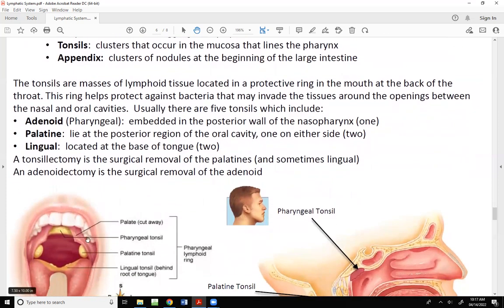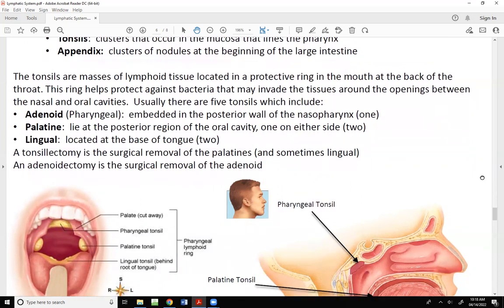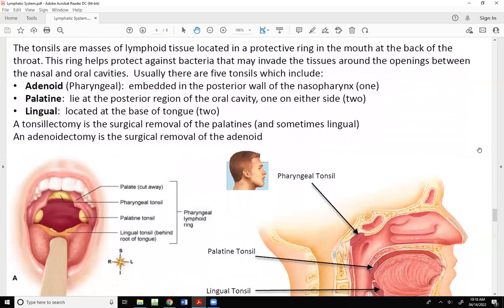And then you've got your tonsils, which there are typically 5 of them occurring in the mucosa lining the pharynx, which is a fancy word for our throat. And then the appendix that I had you label on the slide a couple slides ago is a cluster of nodules at the beginning of the large intestine. We'll talk about the appendix again when we talk about the large intestine, we'll see its structural makeup at that time. For now, I just wanted to point it out in those 2 pictures and make sure you identify them.